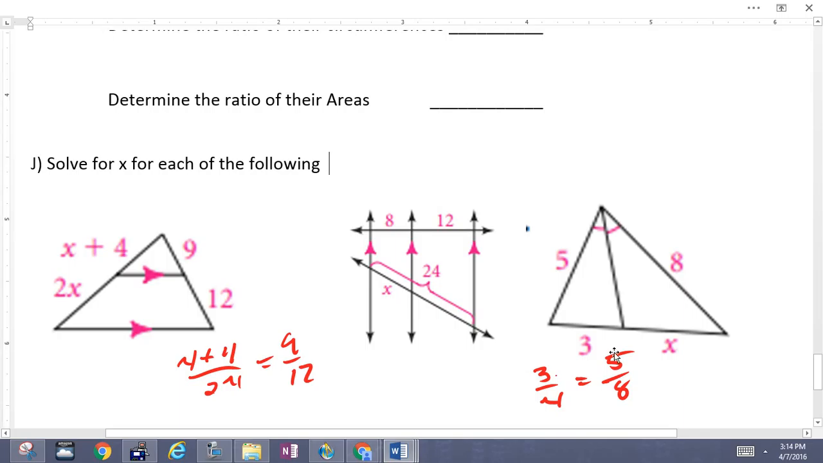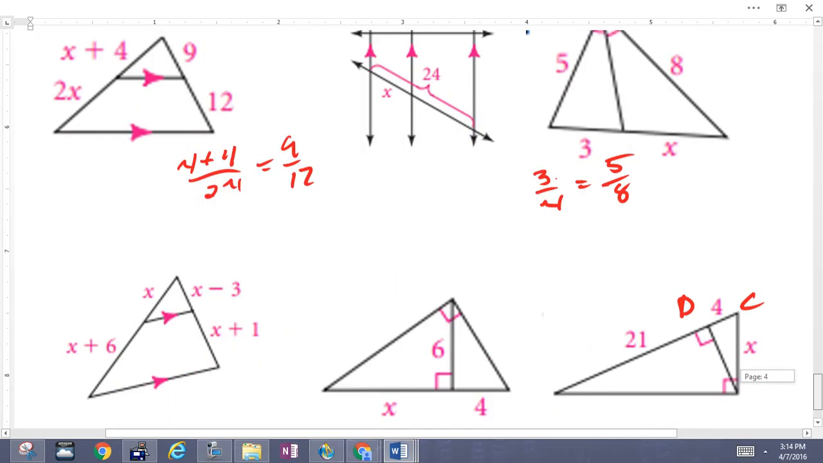Here's our triangle angle bisector. So we get the sides of the hypotenuse are in the same ratio as the remaining two sides of the triangle. 3 is to x as 5 is to 8. Cross multiply and set it up.